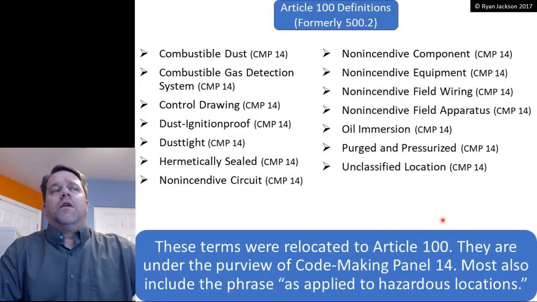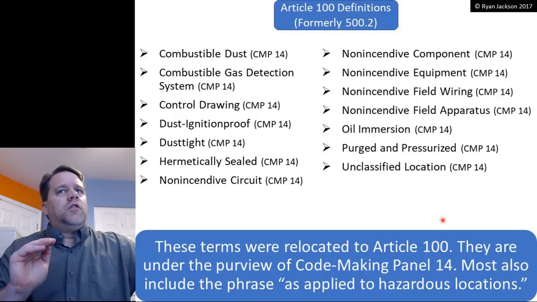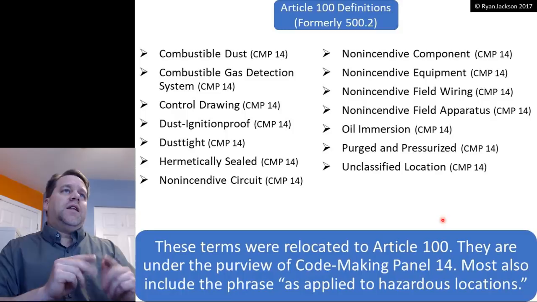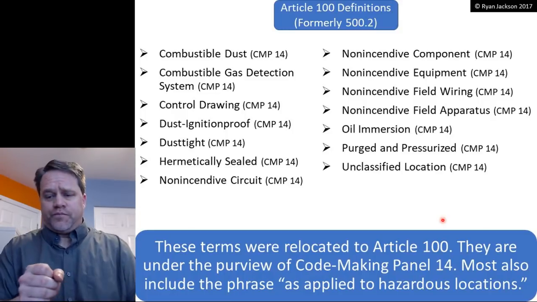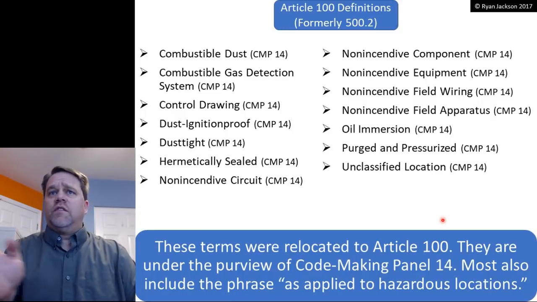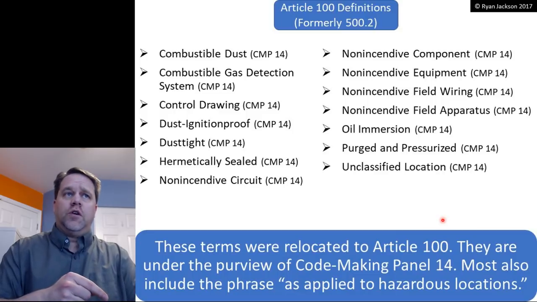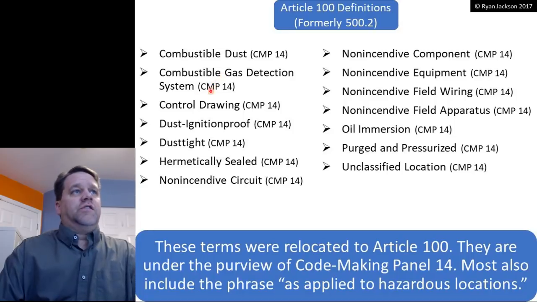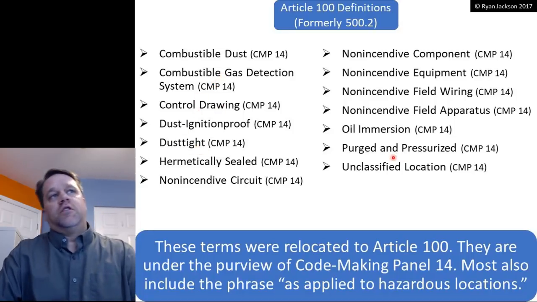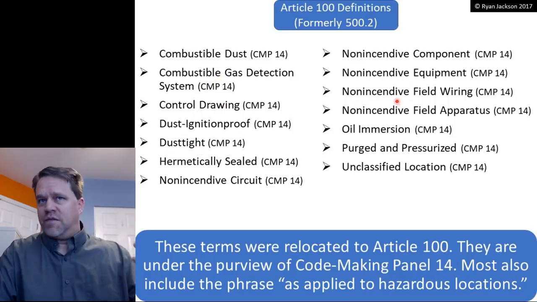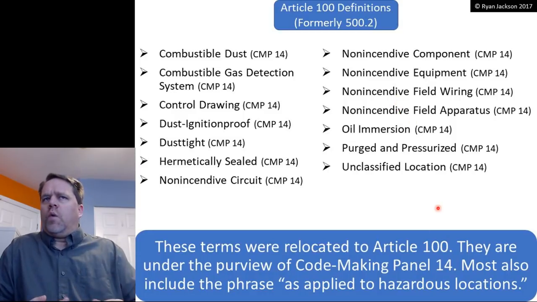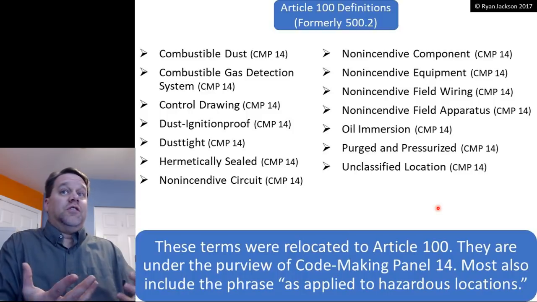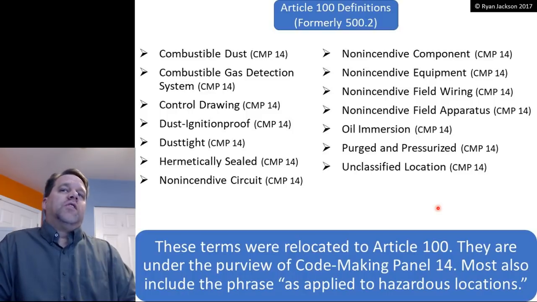And while I'm talking about that, if you're familiar with previous versions of Article 500, we used to define everything in 500.2. We no longer do that. In the 2017 code, they moved all of it to Article 100. So all of these terms, combustible dust, combustible gas detection system, control drawings, dust type, purged and pressurized, nonincendive, all of that was moved to Article 100. So if you're following along in the code book and you're familiar with 500 and you're wondering where the definitions went, they all went to Article 100.